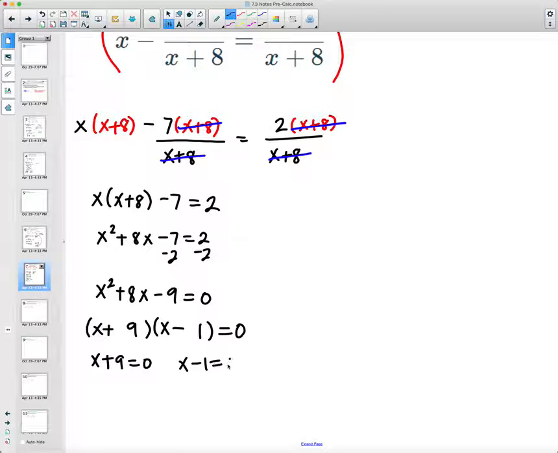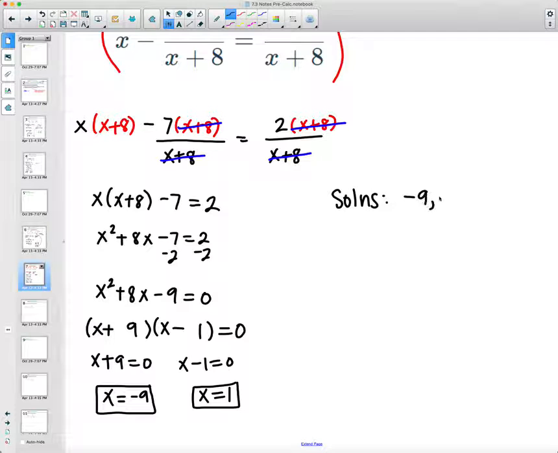Then you can split these and solve. Subtract 9 from both sides, and then add 1 to both sides. Then remember to check each of these in the denominator. Does negative 9 make this 0? The answer is no. Does 1 make this 0? The answer is no. So your solutions are negative 9 and 1.